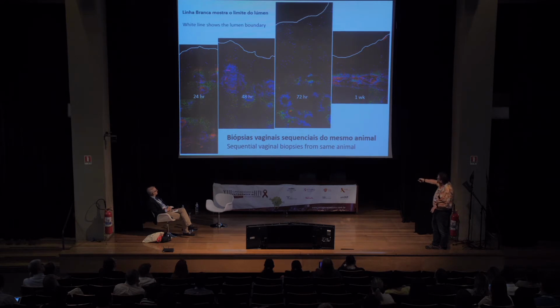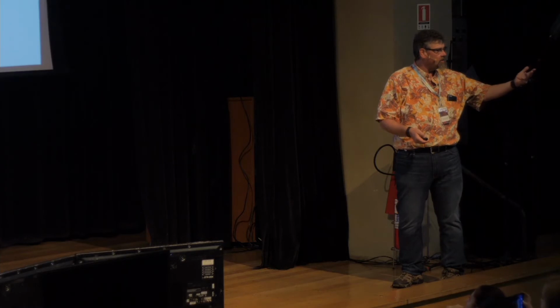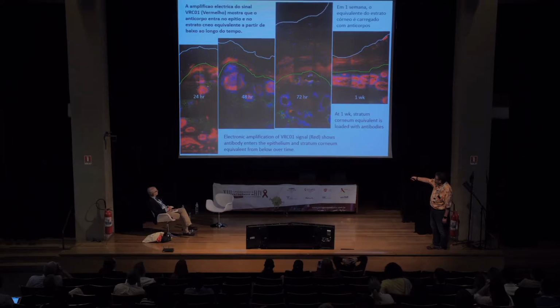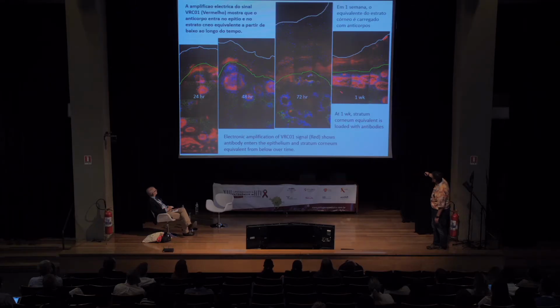And so we're now gonna, this white line is where the lumen is. This is the vaginal vault. We're going to amplify the E-cadherin signal because this is where the stratum granulosum is, between the stratum corneum. So we're going to draw another green line, and then we're going to increase the signal for the antibody. And so you can see there's a little bit of antibody above this zone at 24, more at 48, more at 72, and by 1 week it's completely throughout the stratum corneum. So the antibody that's there is coming from the bottom up.